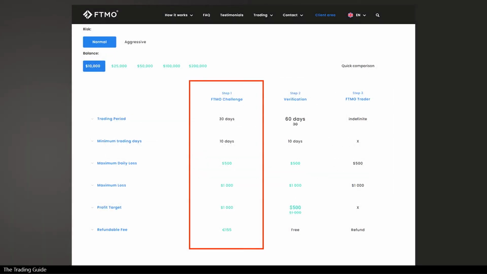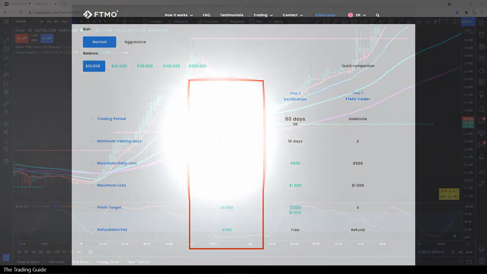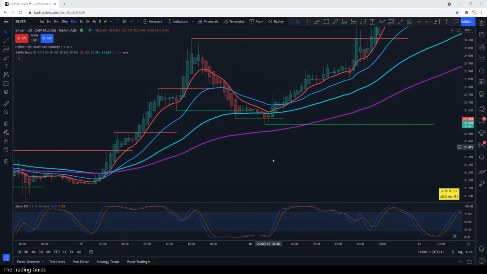The rules for the FTMO challenge for the 10K account here are very simple. The trading period is 30 days and you have to trade 10 days. Your daily loss must not exceed $500 and your maximum loss has to be lower than 1K. In the end, your profit has to be at least 10%. Okay, so let's go to TradingView to see the trades that I took.